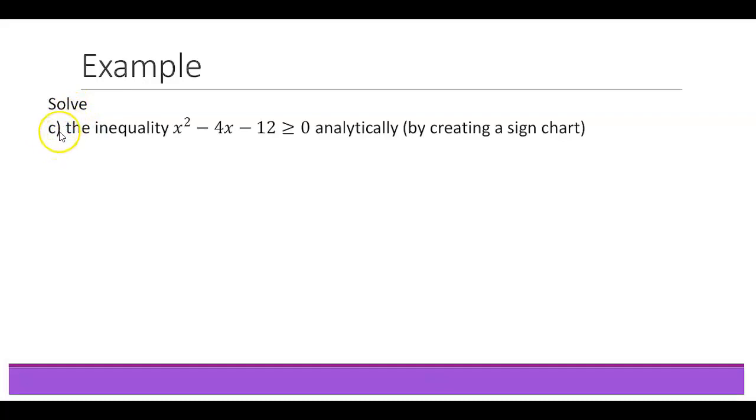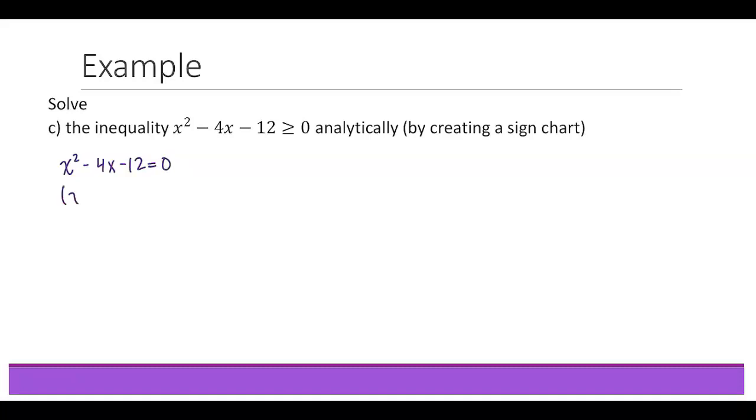In the third part of this example, we want to solve the same inequality x squared minus 4x minus 12 is greater than or equal to 0 analytically. And this means by creating a sign chart. So we're going to pretend we haven't even done this problem at all. So what we would do is we would start out by setting the quadratic equal to 0. So even though it's an inequality, we do have to try to set it equal to 0 to find its real solutions, if it has any.